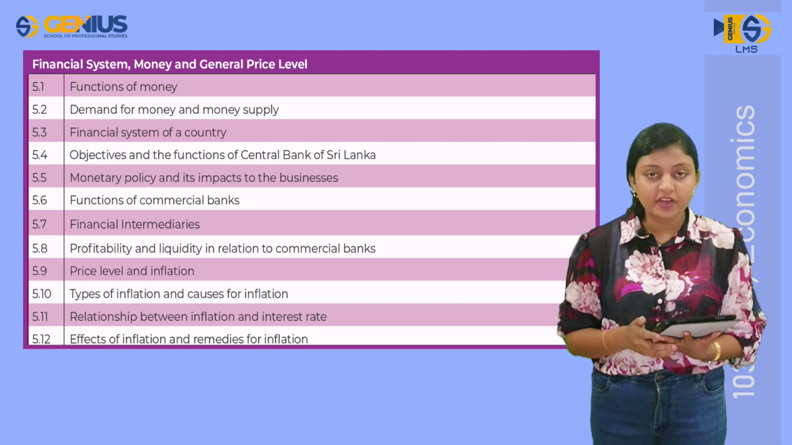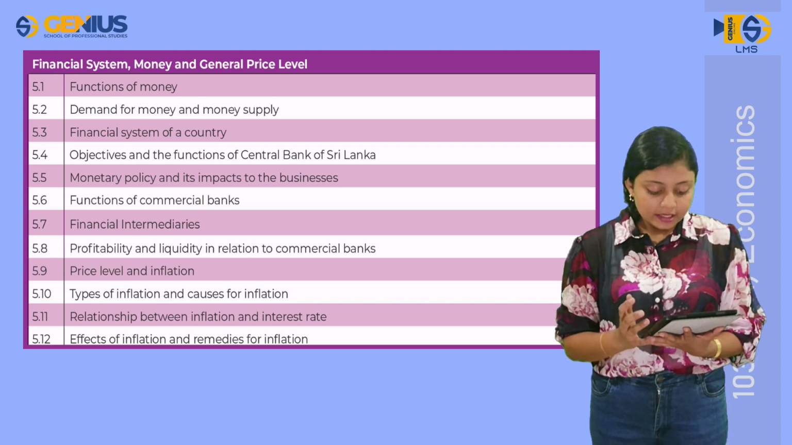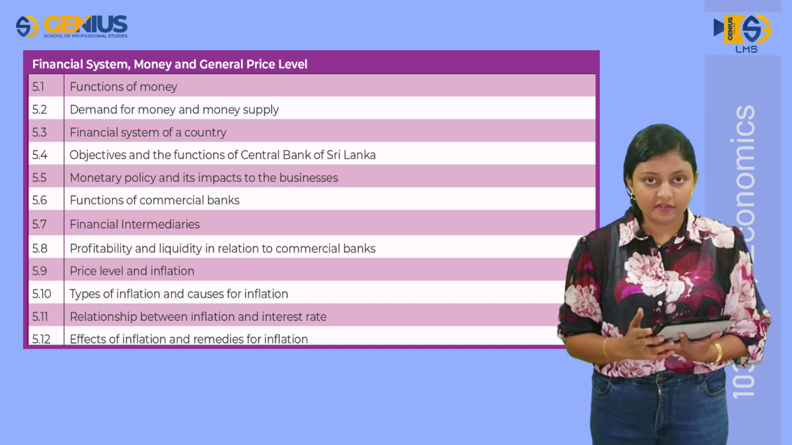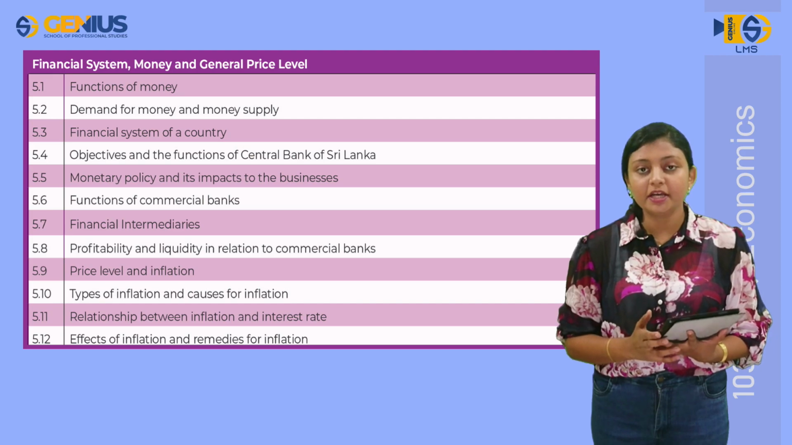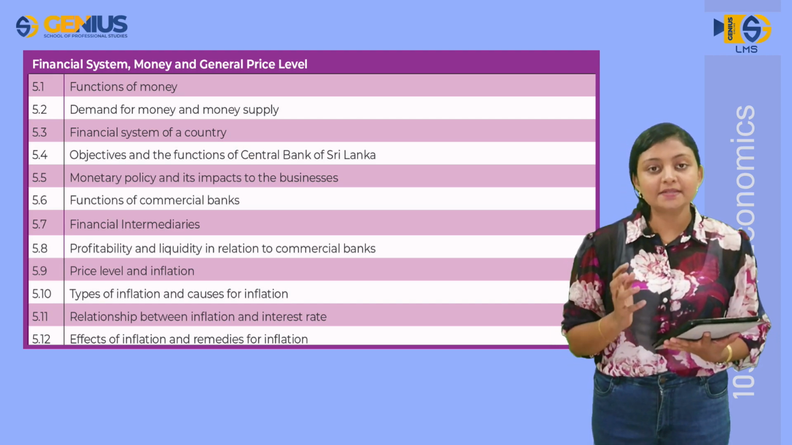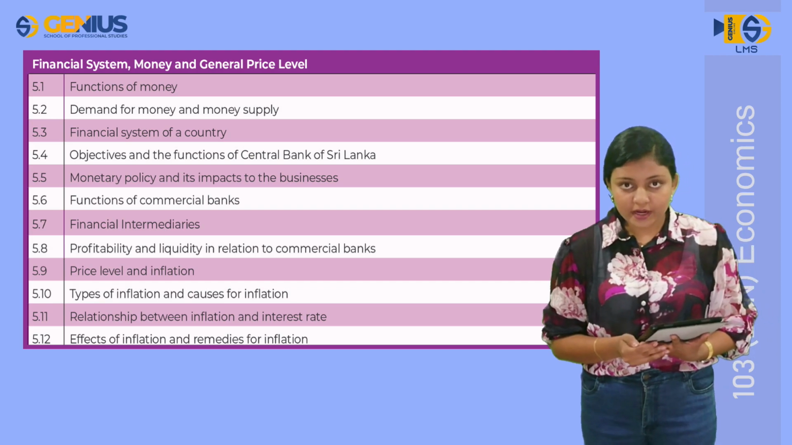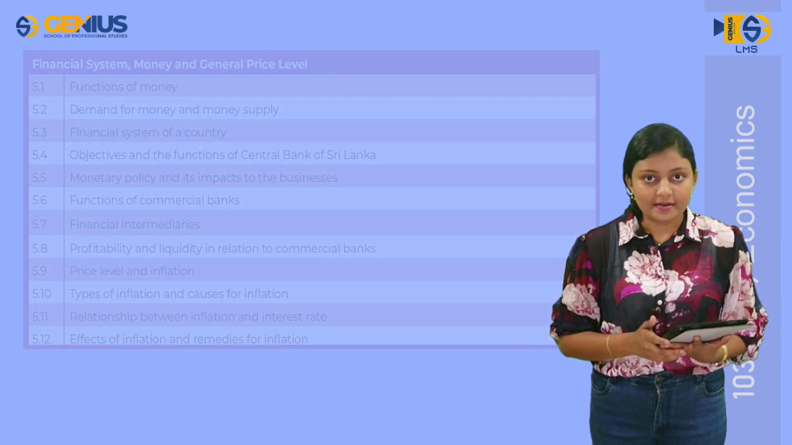Your fifth lesson will be financial system, money and general price level. In this lesson, we will discuss what money is, what the types of money are, demand for money and supply of money. This is kind of a big lesson that you have to cover in your A-level syllabus too. Mainly, we will focus on the Central Bank of Sri Lanka, what their objectives are, those kinds of areas.